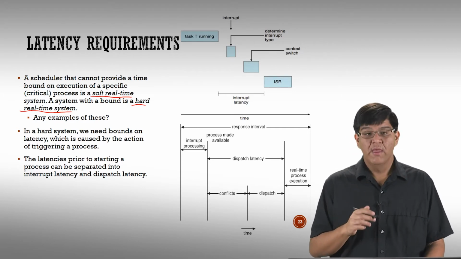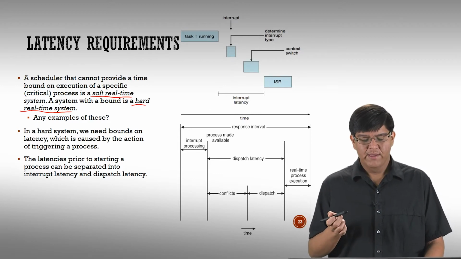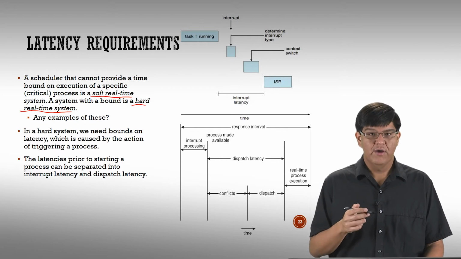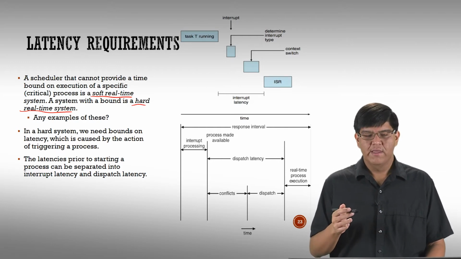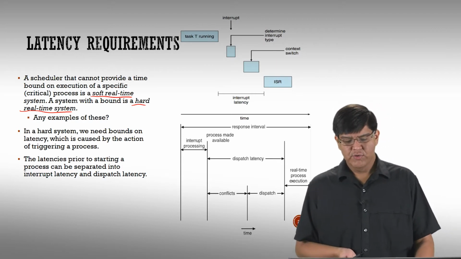Now, with a hard real-time system, things are a little bit tricky because you get latency from a few places. You get latency from the interrupt that's going to be called to say something needs to happen. And then you get latency from the dispatch, which is spinning up the process that reacts to whatever has happened. Now, some quick diagrams here.